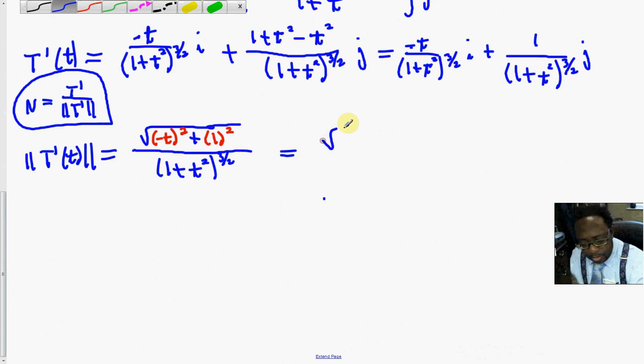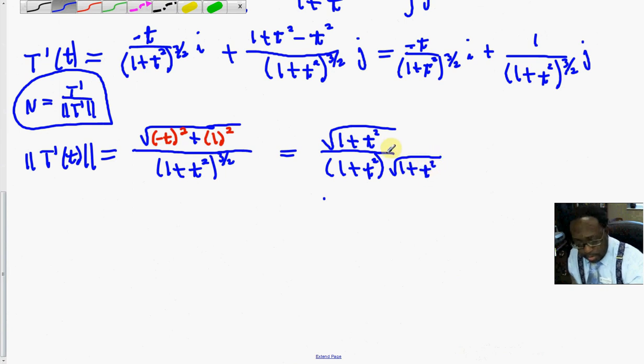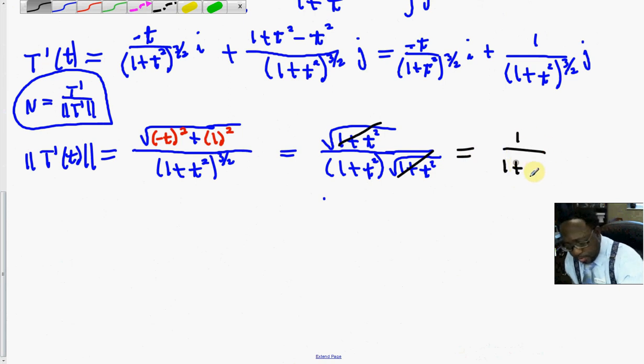And you simplify this, you have the square root of, I'm just going to write the 1 first, plus t squared all over 1 plus t squared to the 3/2 power. That's the same thing as saying the square root and then times that term again. So just break this down. I did that so you can see that the radicals canceled, and all we have left is 1 over 1 plus t squared, and that's for the norm of T prime.